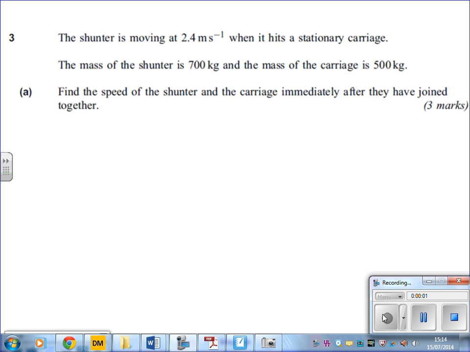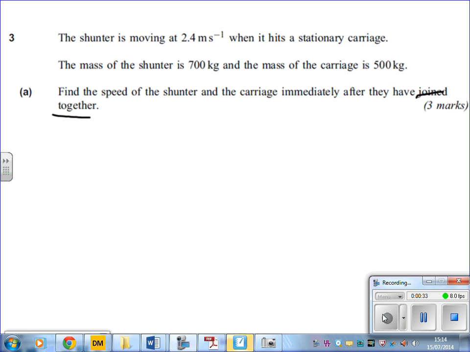Now question number 3. A shunter is moving at 2.4 meters per second when it hits a stationary carriage. The mass of the shunter is 700 kg and the mass of the carriage is 500 kg. Part A, find the speed of the shunter and the carriage immediately after they have joined together. Now the important word here is "joined together". So after the collision, both the carriages are joined together.